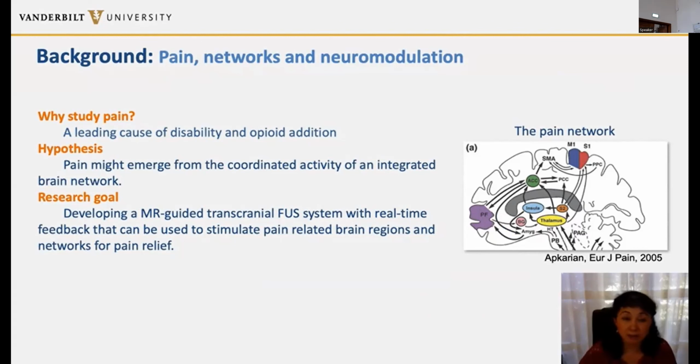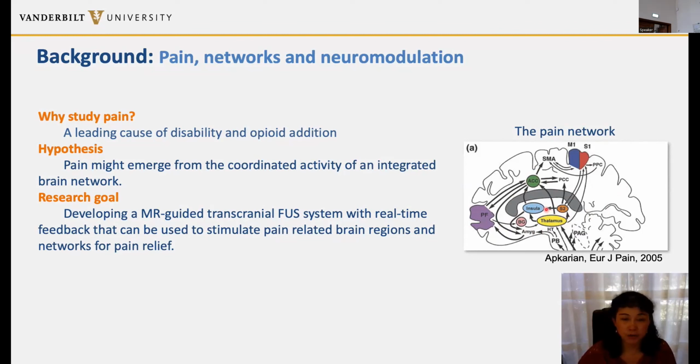These studies have revolutionized our understanding of pain and pain mechanisms, and the current hypothesis is that pain actually emerges from a coordinated activity of integrated brain networks. This observation has led people to try to come up with neuromodulation tools that can perturb the network and then reach a goal of pain relief.